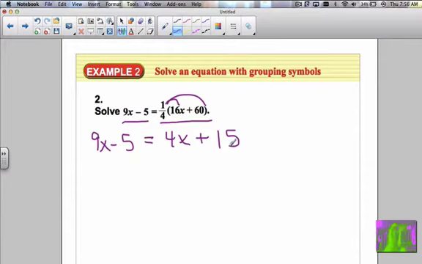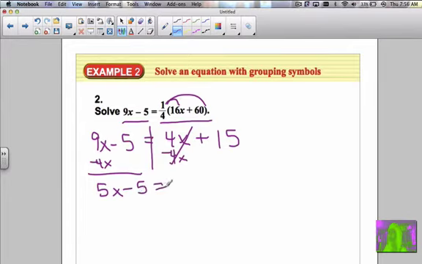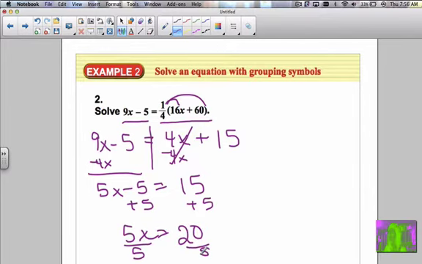Now it becomes a simplified equation just by moving the variables all to the same side. So I'm going to go ahead and move this 4x over by subtracting 4x from both sides of the equal sign. Now remember, you want to separate it so that you're subtracting across the equal sign. So it cancels that out, leaving me with 5x minus 5 over here and 15 there. Add 5, so I have 5x equals 20. Divide by 5, x equals 4.